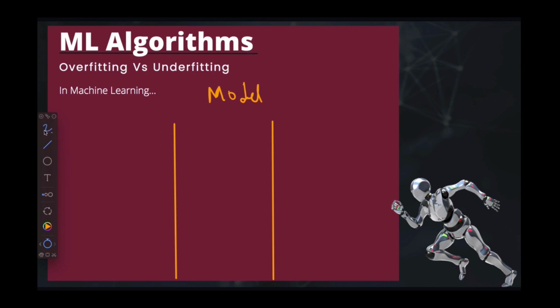Let me change this color over here, then I'm going to use something like this. Let's say when we created the model on the training data, I'm going to put training over here.